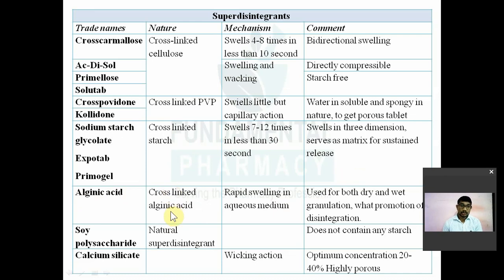Alginic acid, cross-linked alginic acid, shows rapid swelling in aqueous medium and is used for dry as well as wet granulation, promoting disintegration. Then the next one is soy polysaccharide. This is a natural super disintegrant. A question has also come on this once: which one of the following is a natural super disintegrant? So remember soy polysaccharide. It does not contain any starch. The next one is calcium silicate, with an optimum concentration of 20 to 40%. It is used in a concentration of 20 to 40%.